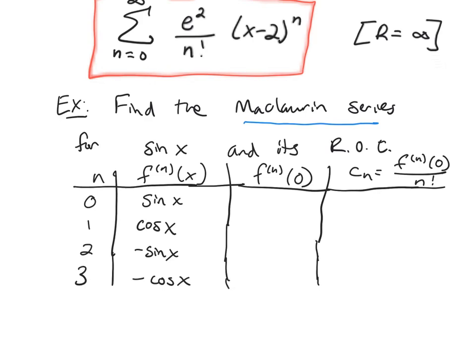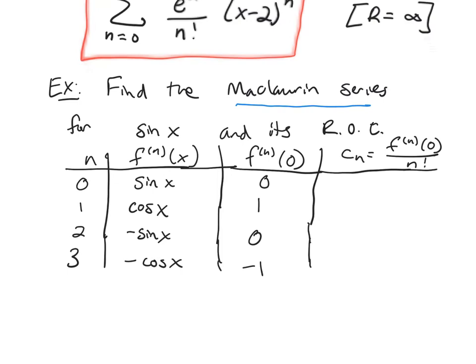So I'm done taking derivatives, so I'm going to move on to the next column, which says all I have to do is plug in 0 into each one of these in the previous column. So let's start by plugging in sine of 0. That's going to be 0 because it's your y value on the unit circle. Cosine 0, 1. Negative sine 0, 0. Negative cosine 0, negative 1. Okay, so we're done with that third column.